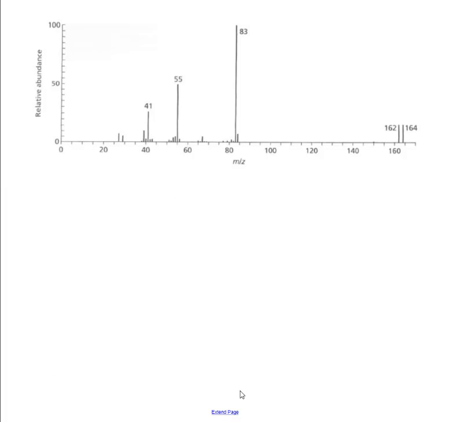All right, so then you go back to here. Well, this is very important, right? Look how this is M. Right here's M. And this is M plus 2. And they're equal, so that tells you Br. They're exactly the same height. So now I know there's a Br, 62, 64. So we have a mass of 162.